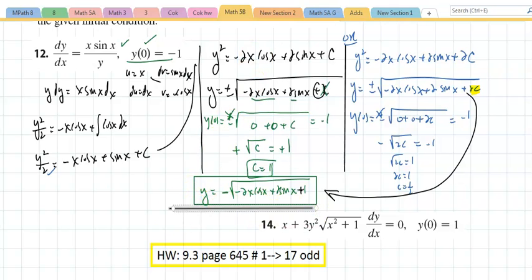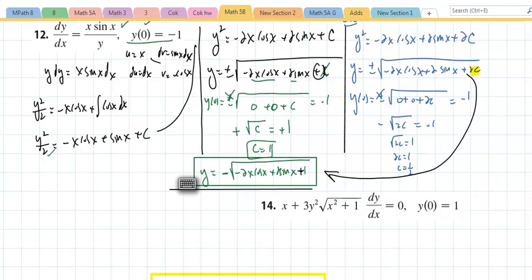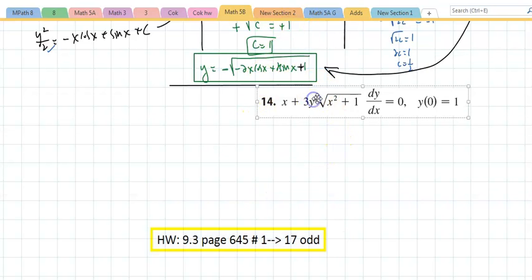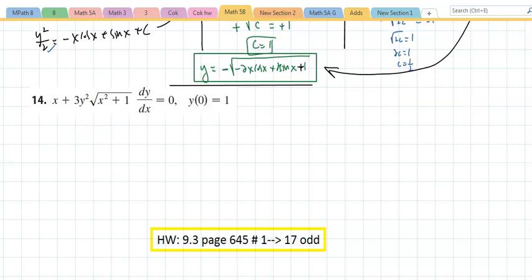And I wanted to do one more. Yeah, let me do it. Now there are a couple of applications in this section that I haven't touched on yet. But here we are. This is a separable equation.